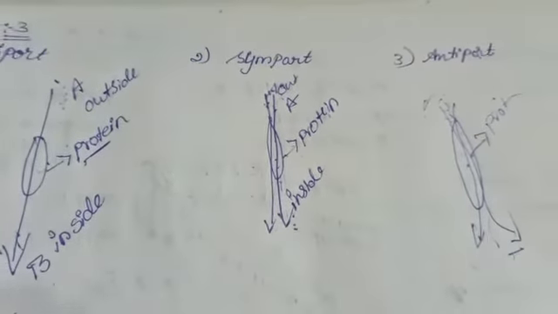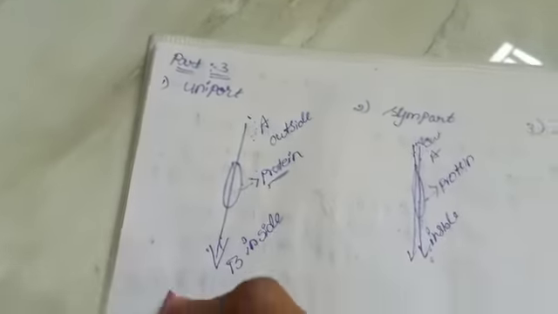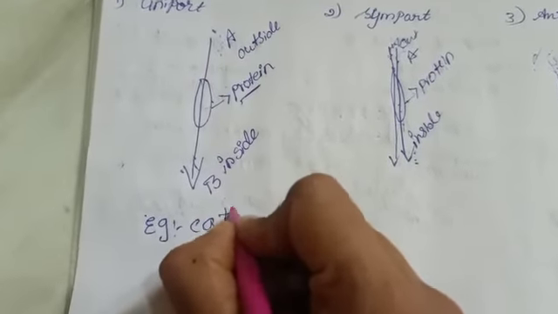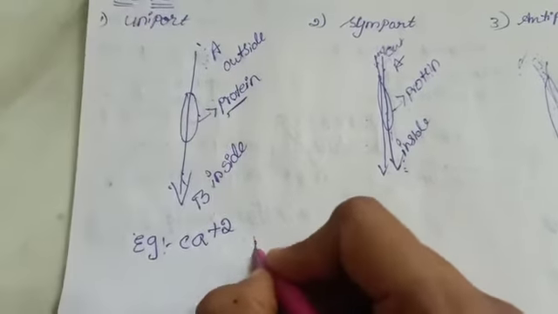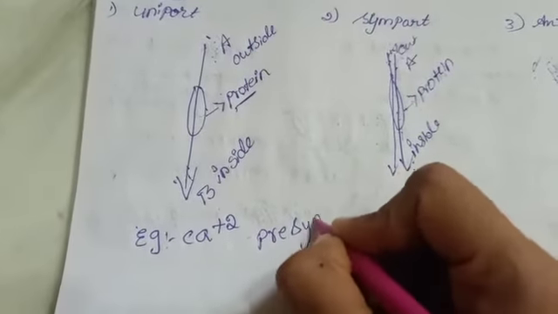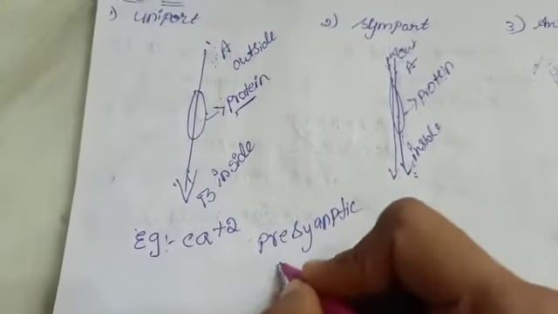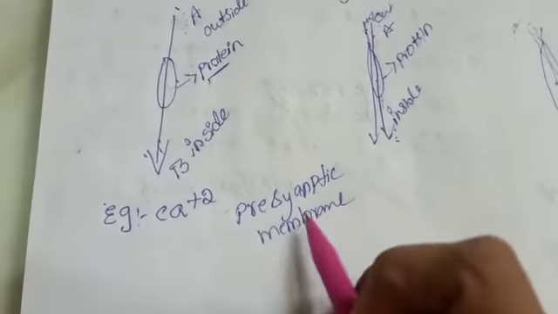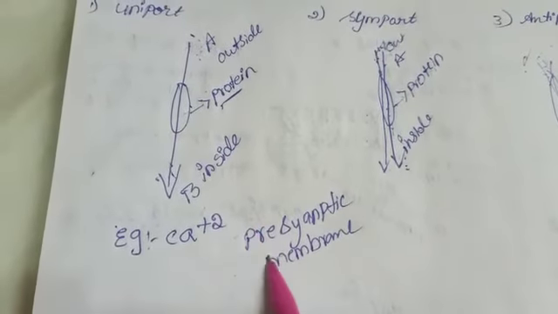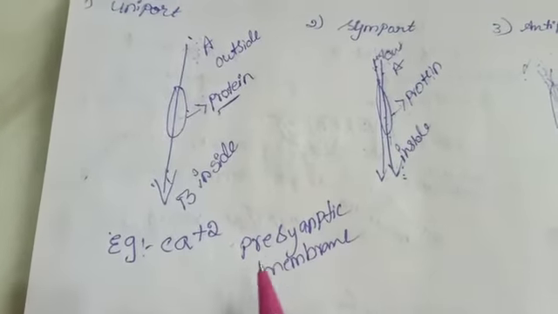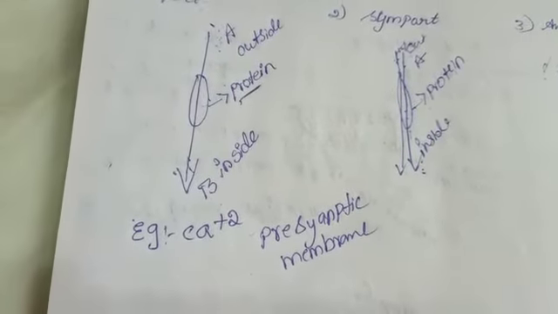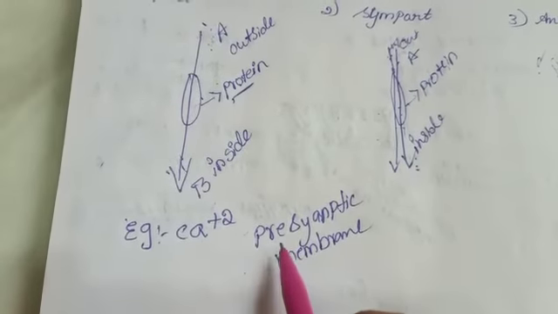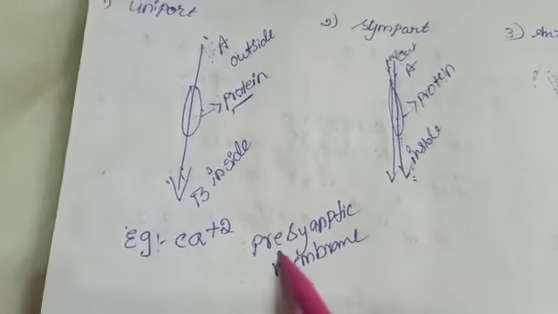Now I will give examples, starting with uniport. An example is the release of calcium ions in the presynaptic membrane. That means when the impulse is transferred from one nerve to another nerve, calcium ions are released in this form in the presynaptic membrane.